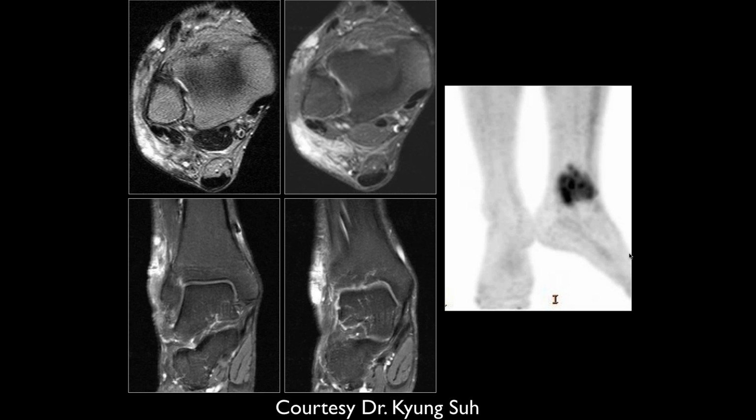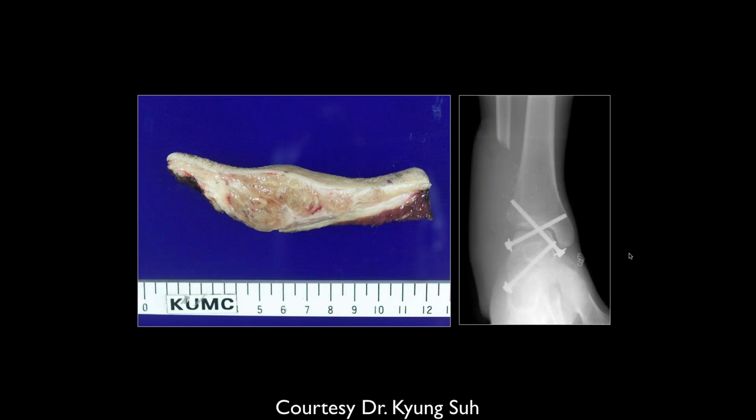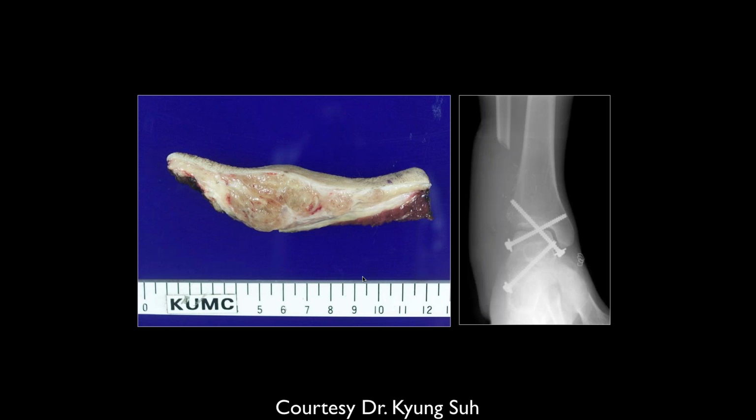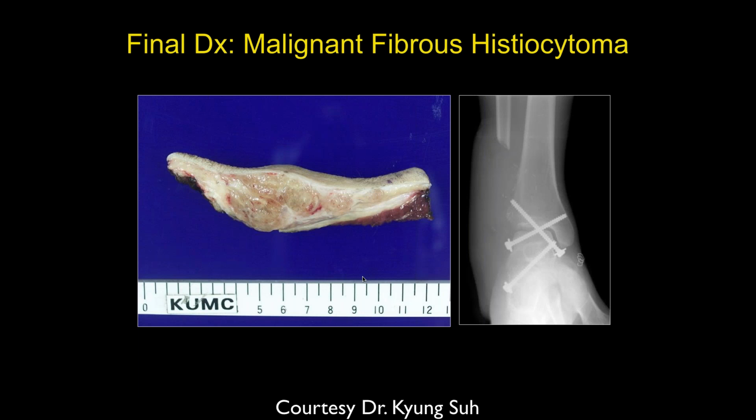Which, as we said, is more aggressive, and it's much more common, in my experience, than the benign type. And you can see the margins are much more ill-defined, and it looks like a more infiltrative type lesion. In this case, they couldn't dissect it from the bone, so they had to resect the bone with it.